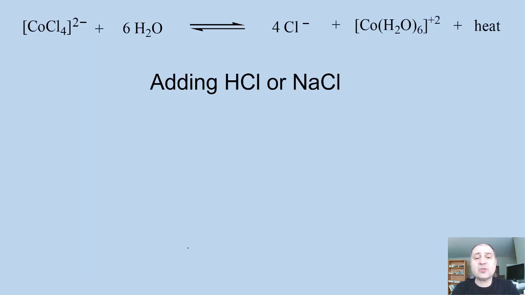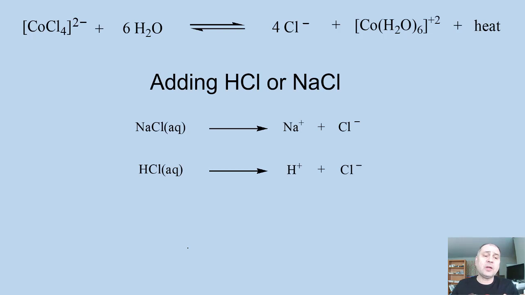If we add either solid sodium chloride, or a solution of hydrochloric acid, or a solution of sodium chloride, that's a source of chloride, and chloride is part of the product, right? If you remember, hydrochloric acid that's aqueous breaks completely into chloride and hydronium ions, or H+ ions, and so does sodium chloride. It's water soluble. AQ means we have sodium and chloride ions in solution.